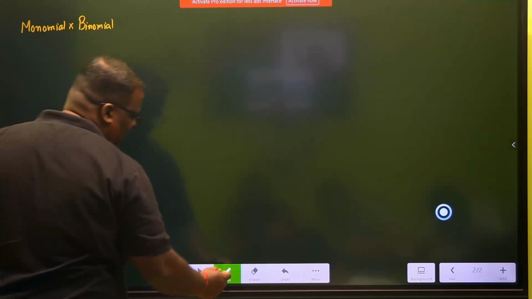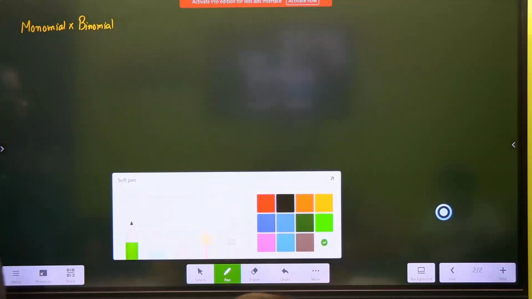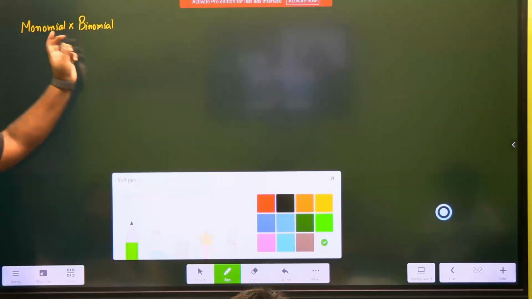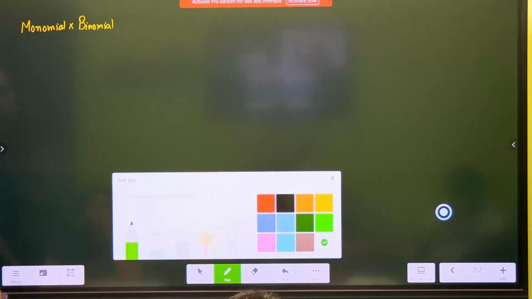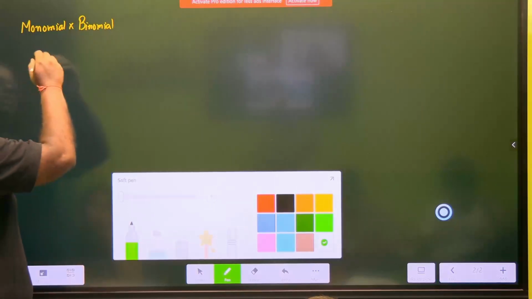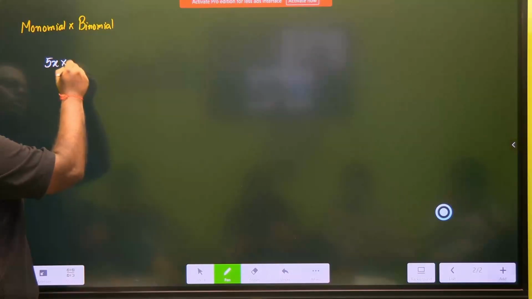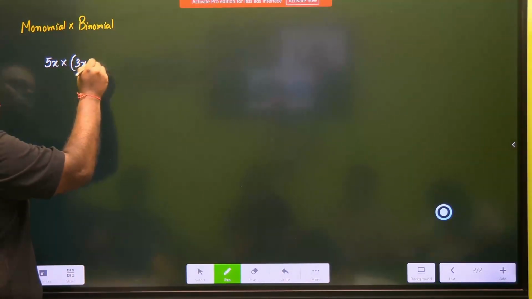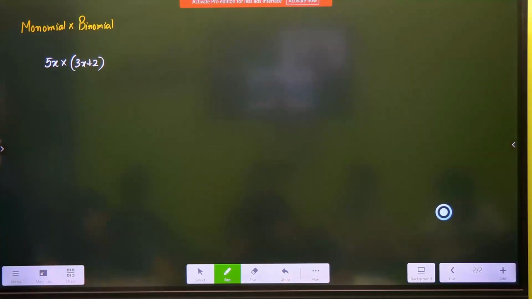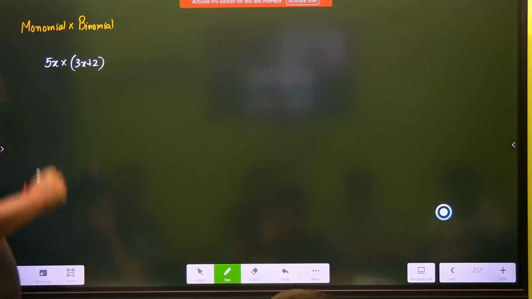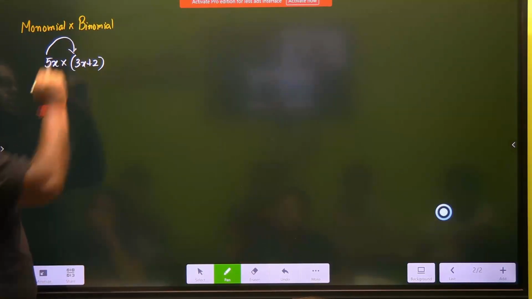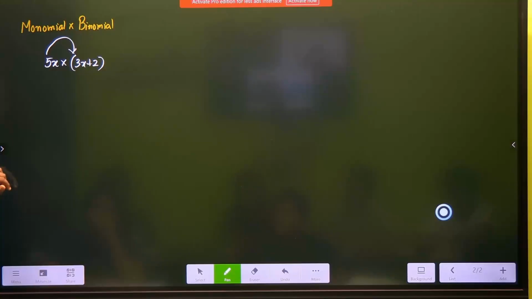Achha, you can ask, sir, why didn't you write binomial multiplied by mono? No, it's better. Multiplication is commutative, but mono into binomial makes more sense. So let's take a monomial, our favorite 5x, and now this will multiply a binomial 3x plus 2. So far we had love marriage, arranged marriage. Now we are having kabaddi. This fellow has to go and raid this bracket. Kabaddi, kabaddi, kabaddi. First he will raid this bracket.